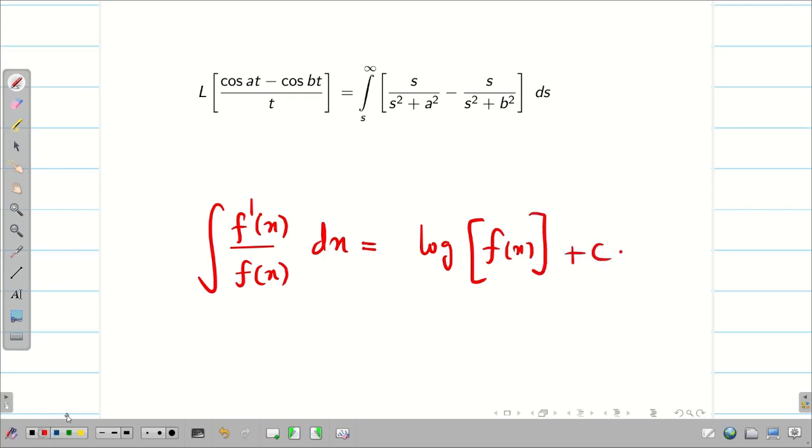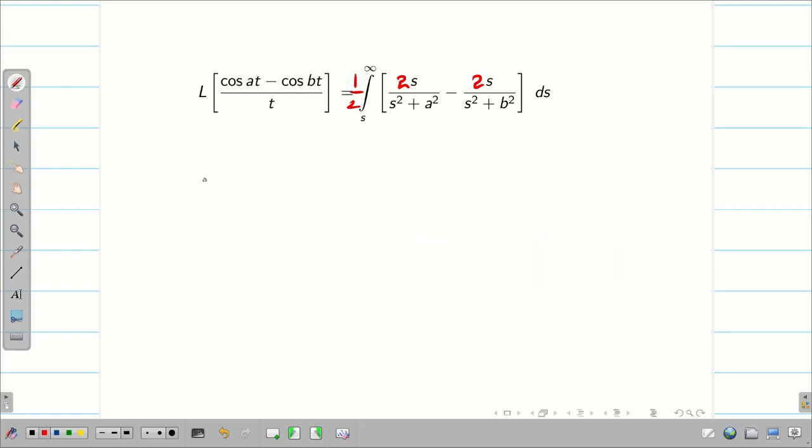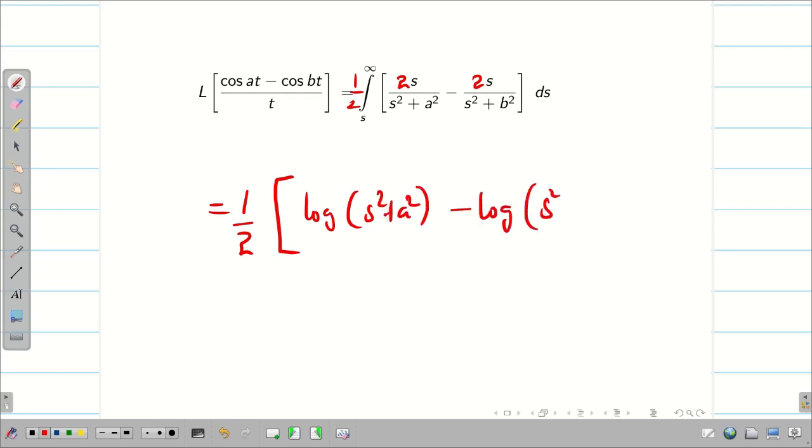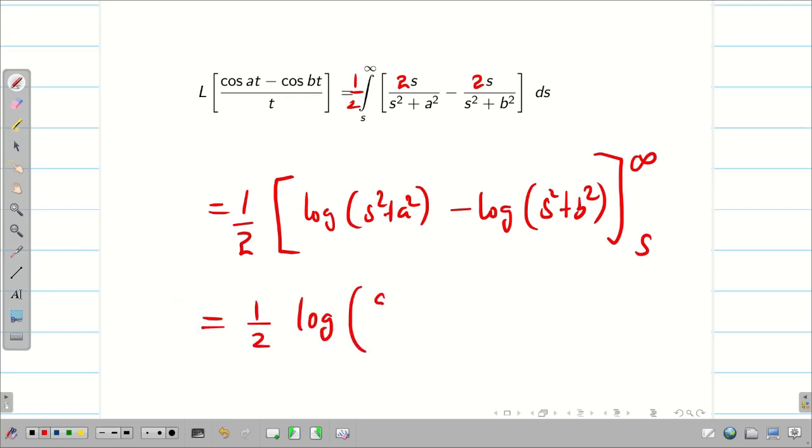Now in this problem, the denominator is s square plus a square. The numerator should be 2s, but 2 is missing. So I am multiplying and dividing by 2. I can easily tackle the problem. So now the integration of this is 1 by 2 log s square plus a square minus log s square plus b square, s to infinity. Log a minus log b is going to be log a by b, s square plus a square divided by s square plus b square, integral s to infinity.